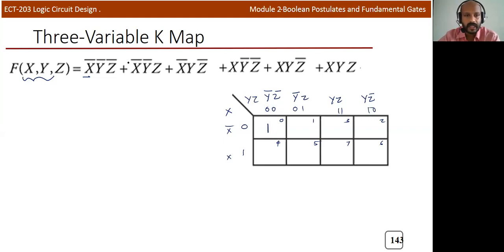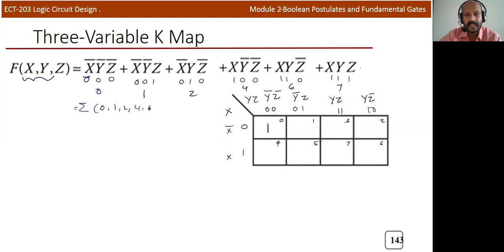Instead of looking at the variables like this, I can also use another method. You can write the binary sequence corresponding to each cell. Here it is 000, this is 001, this is 010, this is 100, 110, and this is 111. The 000 corresponds to minterm 0, this is 1, this is 2, this is 4, binary 6, and this is 7. So your function will be sigma 0, 1, 2, 4, 6, 7.